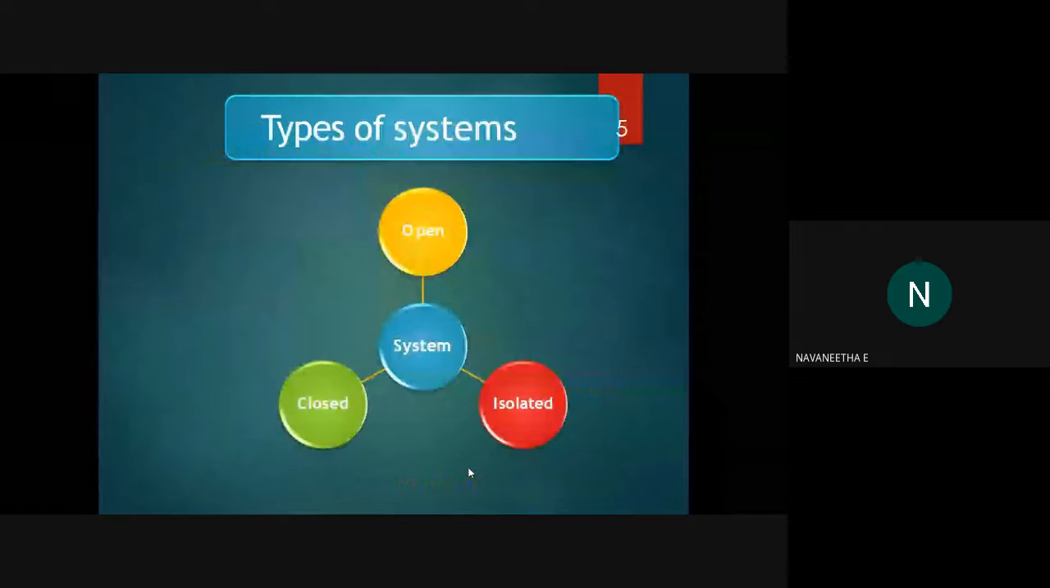The next one is about types of system. Which are the types of system? Open system, closed system, and isolated system. What do you mean by open system? What is an open system?